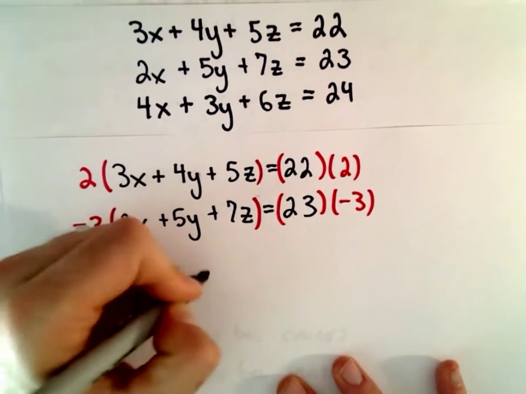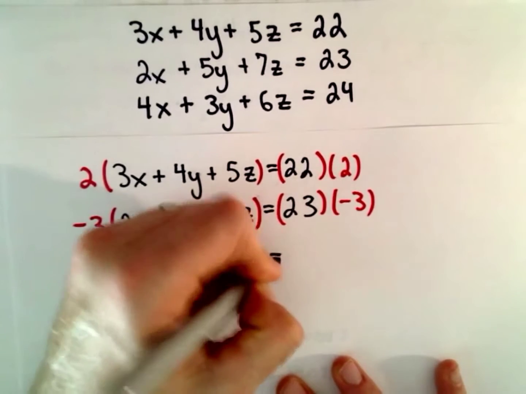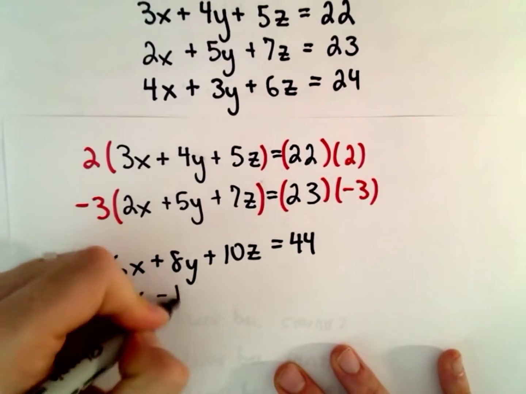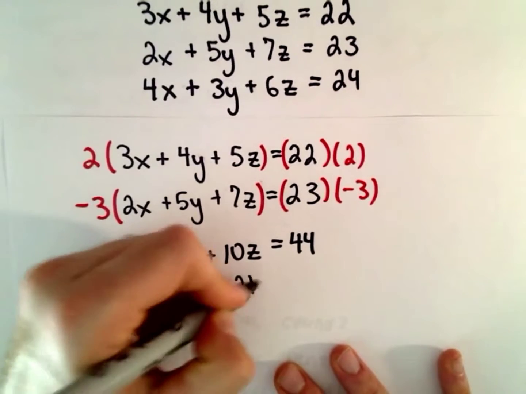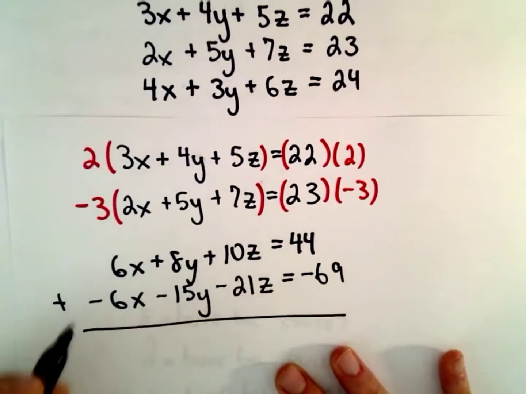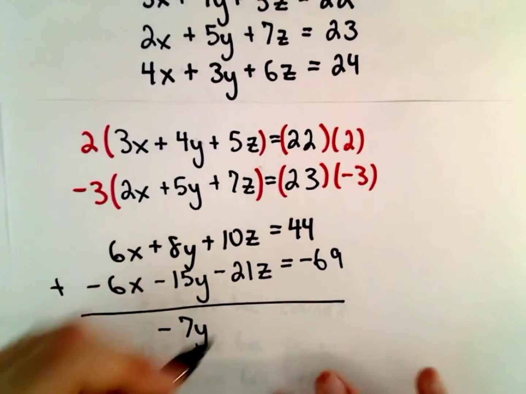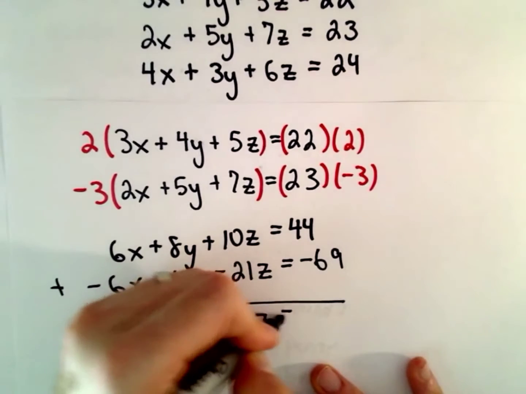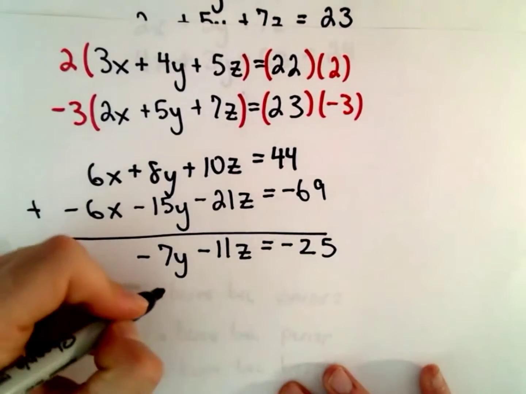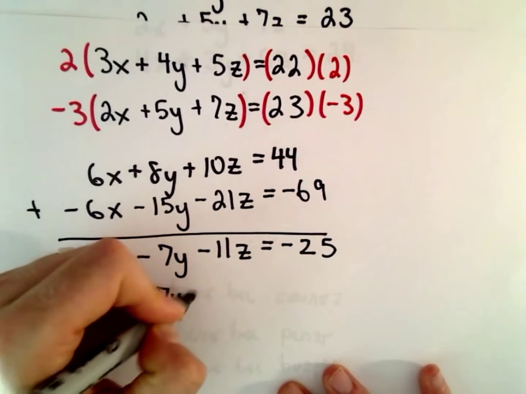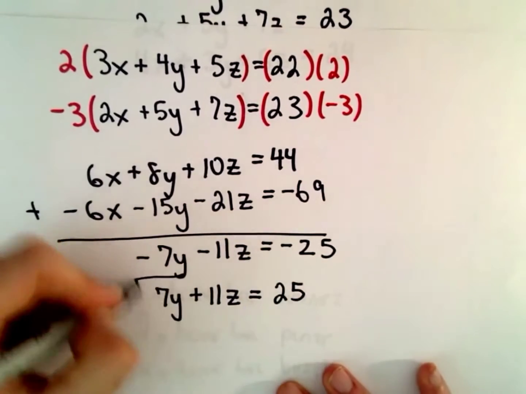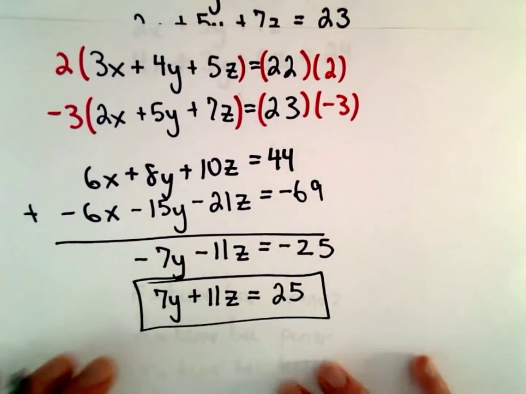Then from our first equation, we'll get 6x plus 8y plus 10z equals 44. Our second equation will have negative 6x minus 15y minus 21z equals negative 69. If we add those, we'll be left with negative 7y minus 11z equals negative 25. I'm going to multiply both sides by negative 1, so we'll have 7y plus 11z equals 25. So that's one equation we'll come back to.